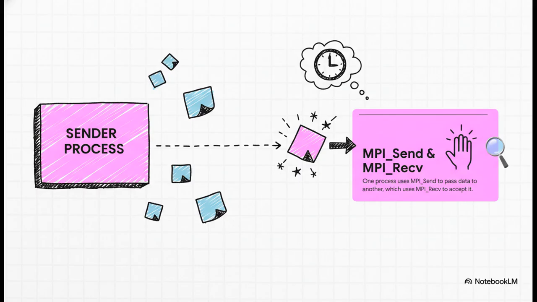And this is the whole ballgame. This is the actual passing of the notes. MPI_Send does exactly what you think. It bundles up some data and boom, sends it to another process using its rank. On the other side, a process that's expecting that message calls MPI_Recv, and it just sits there waiting until that note arrives. This little dance, this send and receive, is the fundamental building block of everything we're doing.